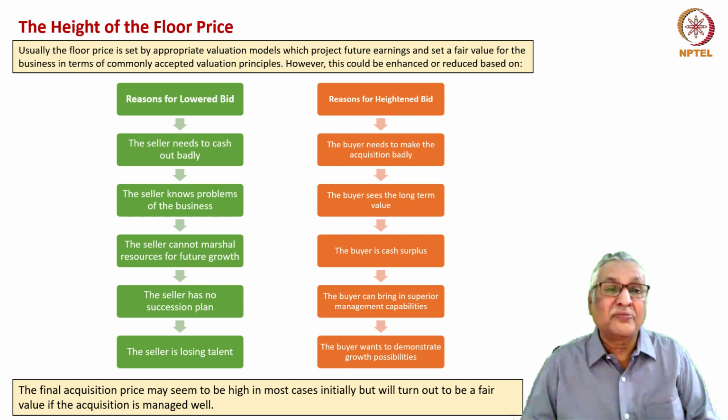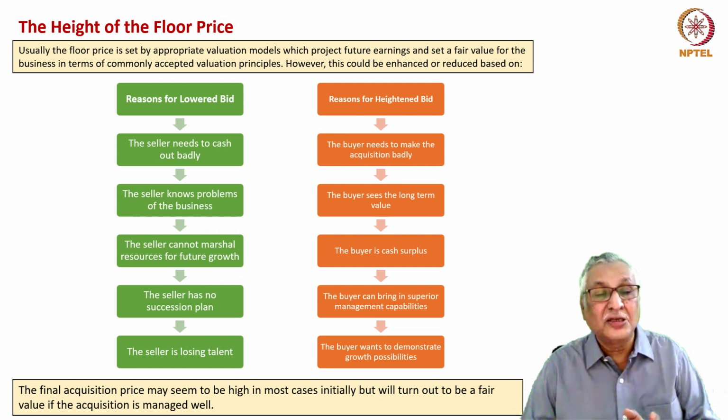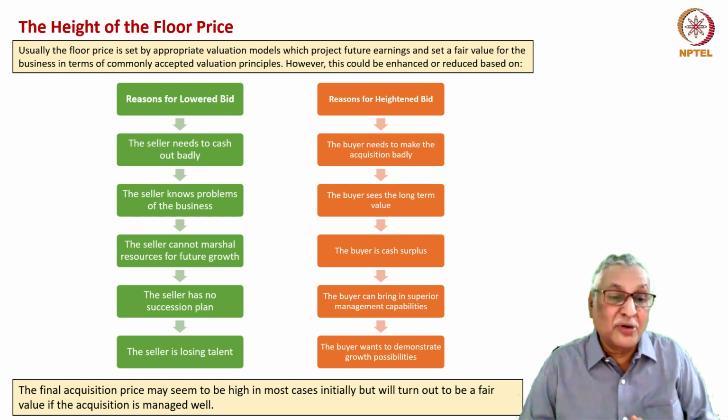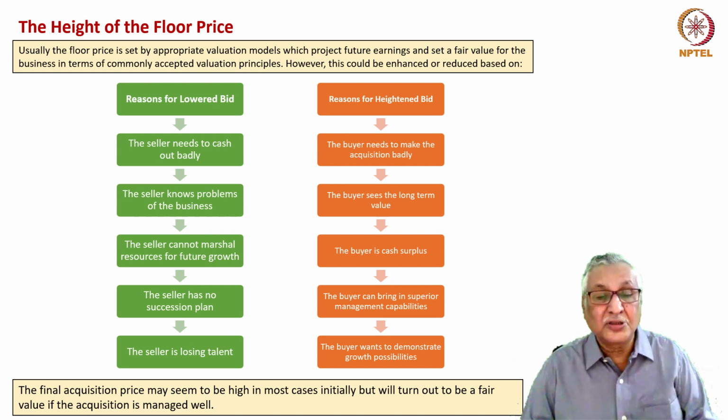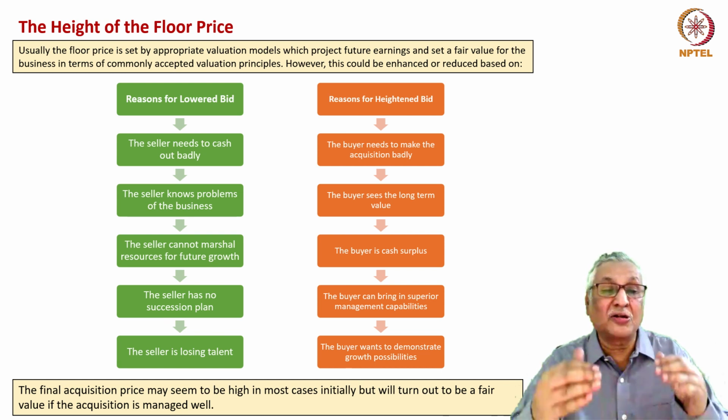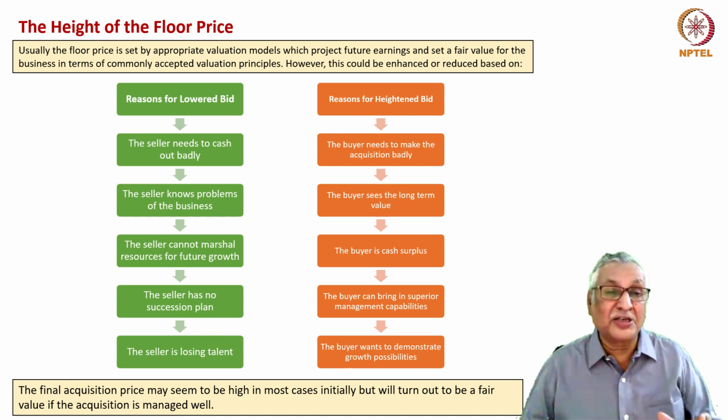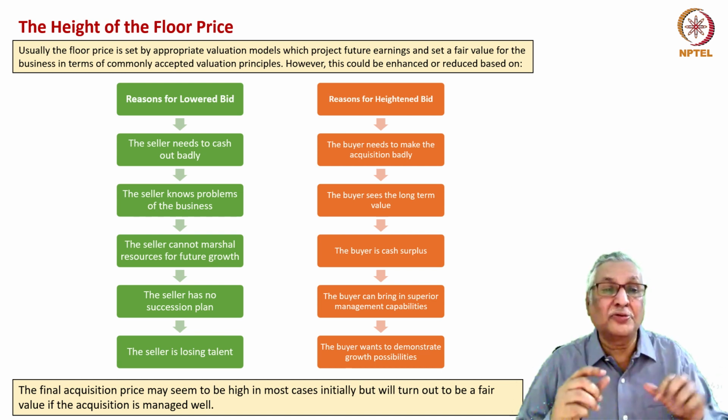The reasons for a lowered bid are in terms of the seller needing to cash out badly, the seller knowing problems of the business, therefore wanting to get rid of the business early, the seller not being able to marshal resources for future growth, the seller having no succession plan, especially if it's a promoter led company, and the seller losing talent because of the uncertainty of the business. Under all these conditions, the bid prices or the floor prices will be low.